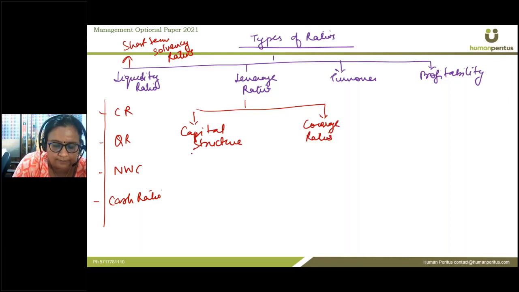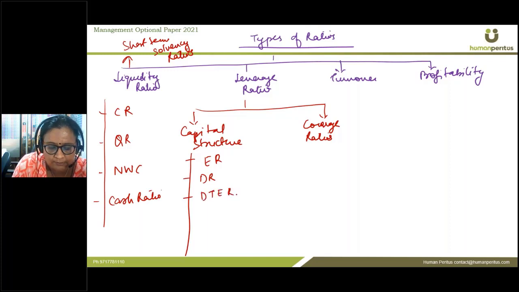Okay, so under capital structure ratios, we have equity ratio, then we have debt ratio, then debt to equity ratio. DTER stands for debt to equity ratio. Then we have debt to total assets ratio, DTTAR. So these are not the commonly used short forms, right? So debt to total assets ratio. Then we have capital gearing ratio. This is very important. And last but not the least is proprietary ratio.